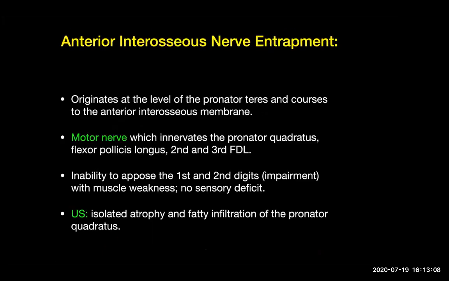The anterior interosseous nerve originates at the level of the pronator teres and moves all the way to the interosseous membrane. It is a motor nerve that innervates not only the pronator quadratus, but also the flexor pollicis longus and the second and third flexor digitorum profundus. So when you try to check the anterior interosseous nerve, you can ask the patient to make an O sign, and an inability to make it, or to resist, means that your anterior interosseous nerve might be affected, okay? That is an inability to oppose the first and second digits. So you also have to check, as mentioned earlier, for isolated atrophy and fatty infiltration of the pronator quadratus.